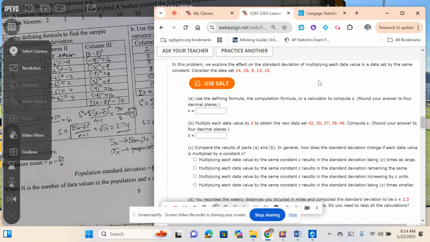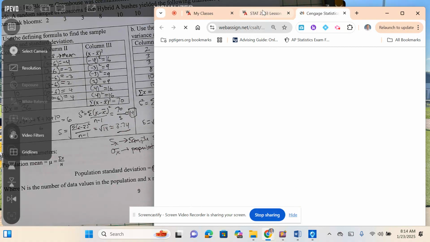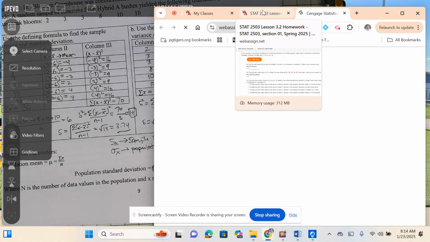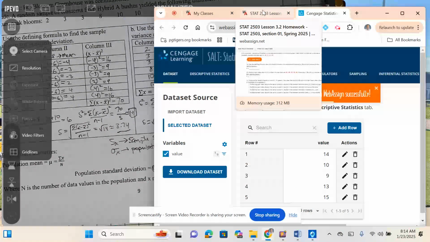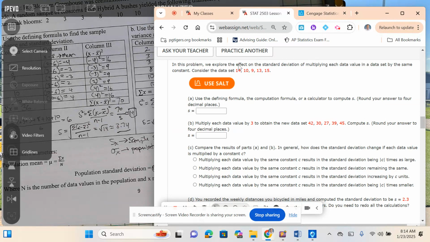And this problem will explore the effect of multiplying each data value by the same constant. So now we're going to look at multiplying. This is kind of an extension of the notes, a good thing to know and cover a lot deeper. So I've got my 5 values. It says you can do it by hand or use a calculator or SALT.